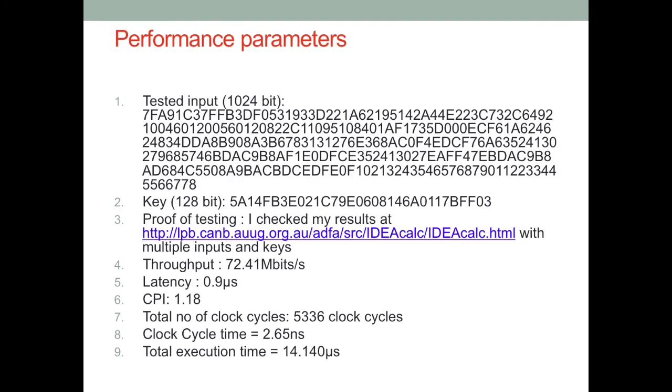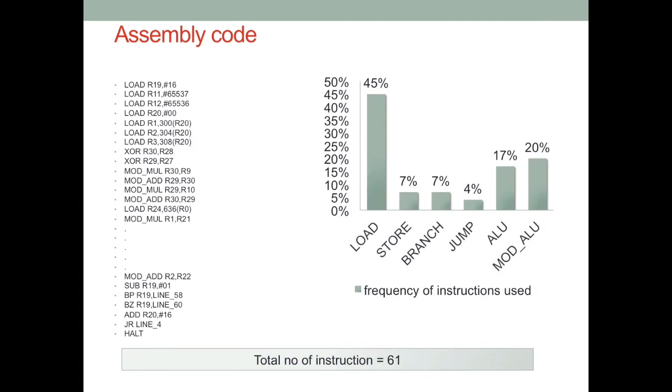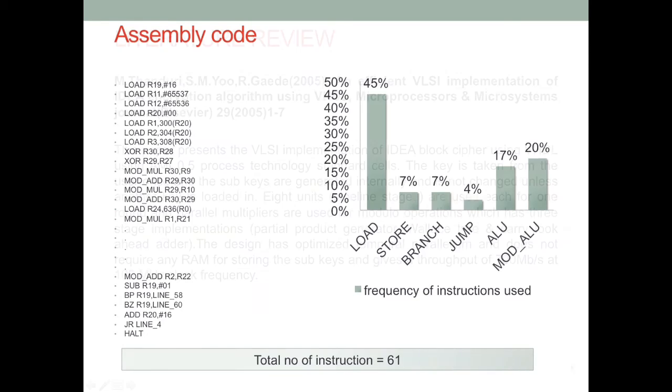This is my assembly code for the IDEA algorithm, and there are total 61 instructions, and the plot shows the frequency of instructions being used, wherein the load dominates and is responsible for 45% of the instructions executed, mod ALU for 20%, ALU for 17%, store and branch for 7%, and jump for just 4%.